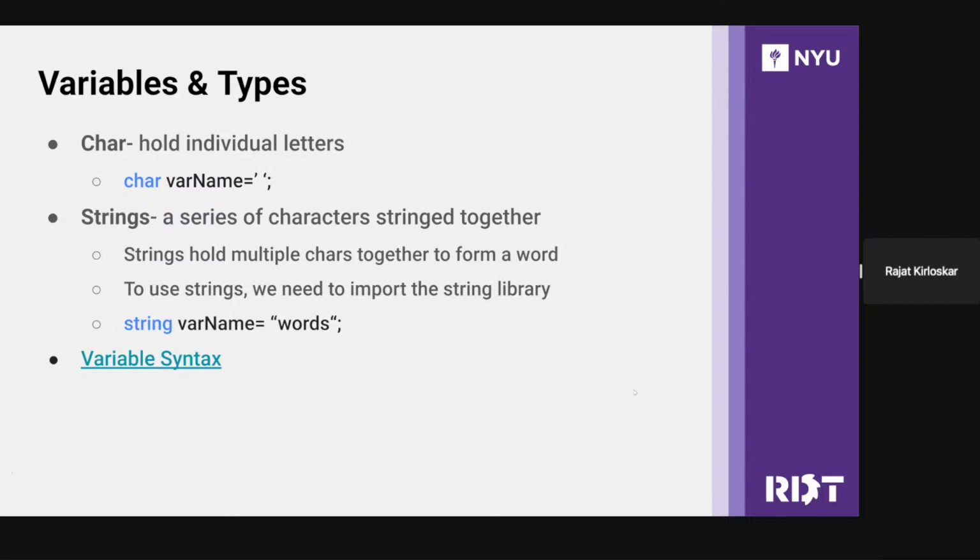Another data type here is the char data type, where you would store individual characters, and these characters need to be mentioned in single quotation marks, unlike strings, where you would need double quotation marks. Strings are nothing but a combination of characters, which are typically words.